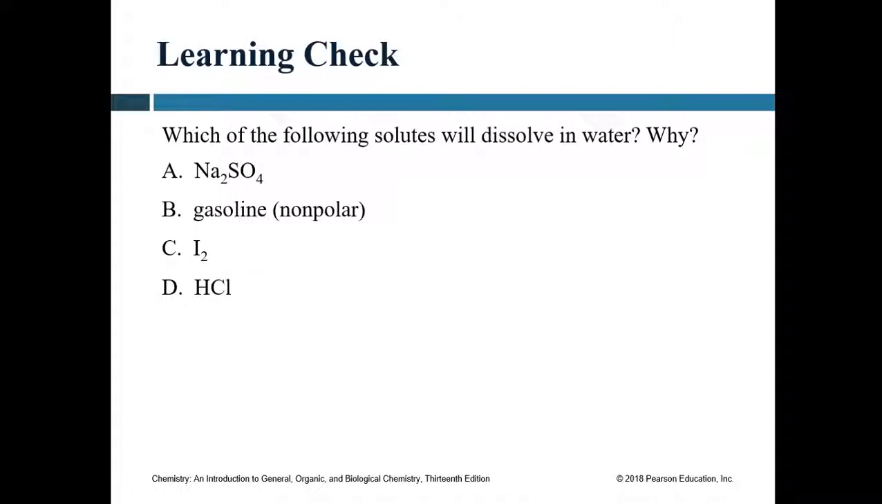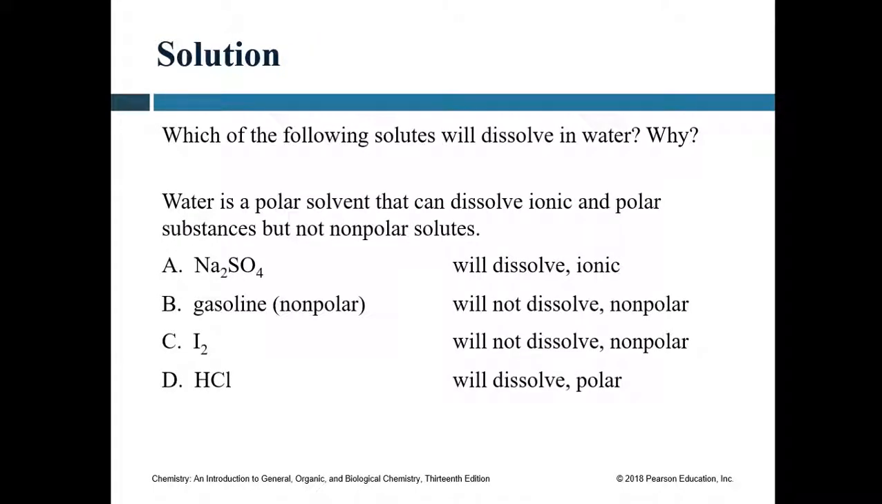Which of the following solutes will dissolve in water and why? Press pause and come back. So let's look at our sodium sulfate. Well, we know that this is an ionic compound. The first one is a metal, so that's why it's an ionic compound, so it will dissolve in water. Why? Because like dissolves like. Water is polar, and this also acts very charged.